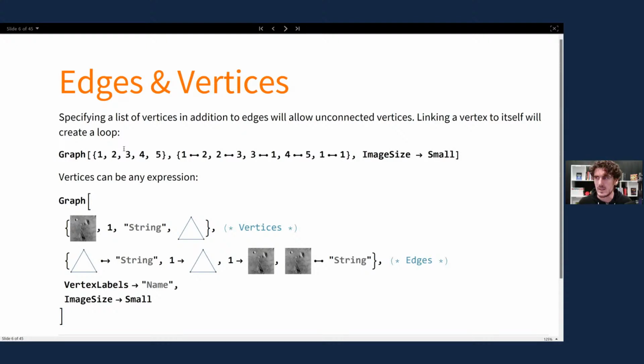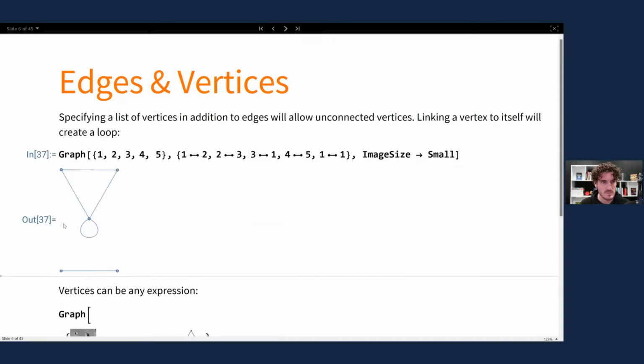This kind of answers, I believe it was Giorgio's question before, that specifying a list of vertices in addition to edges allows us to have these isolated, unconnected vertices, and we can actually, as in this case, link a vertex to itself, creating a kind of self loop. All right.